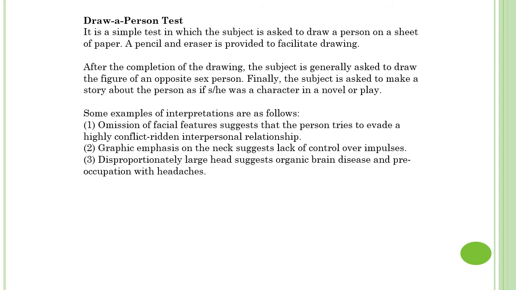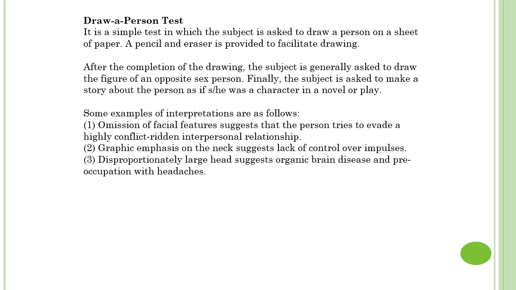Some people are not into drawing, especially not the human figure. So when there is omission of facial features, like if someone is not drawing the eyes, if someone forgot to put the nose, the mouth, the ears, the hair, any facial features, that suggests that a person tries to evade a highly conflict-ridden interpersonal relationship. This is just one of the interpretations, one of the analyses from that particular drawing.